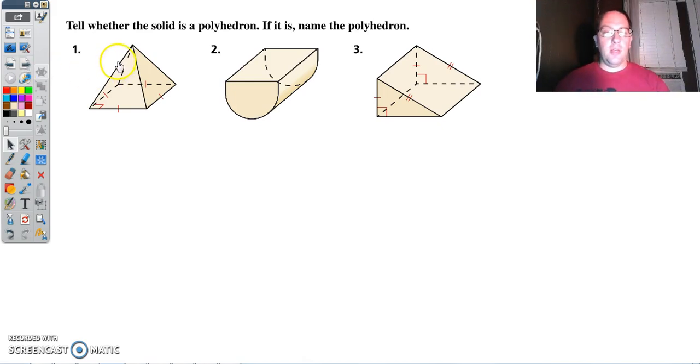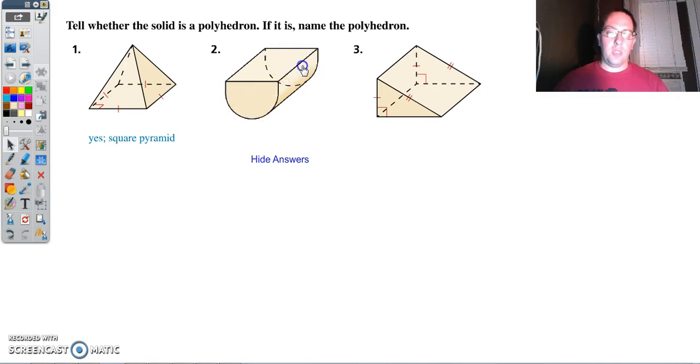Alright, let's see how you did. Number one, yes, it is a polyhedron. All the faces are flat. And it is a pyramid because it has one point, one base, one apex right there. And the base is a square because it's got the little tick marks marking them congruent and a right angle there, so square pyramid.